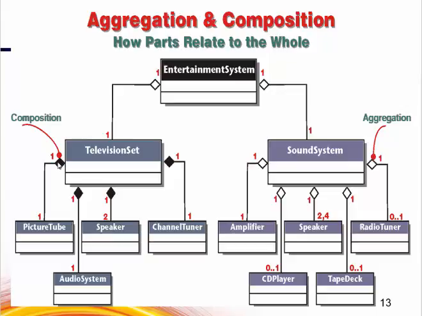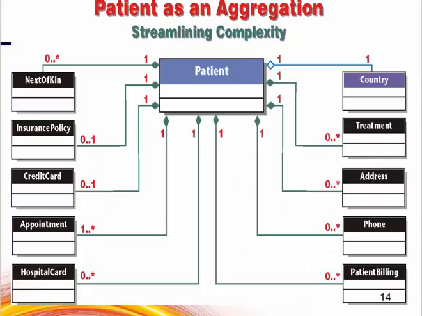Here is another example of an aggregation class. The country is an aggregation class since it's independent of a patient. Other classes are dependent on the patient. For example, the treatment class doesn't exist if there is no patient.